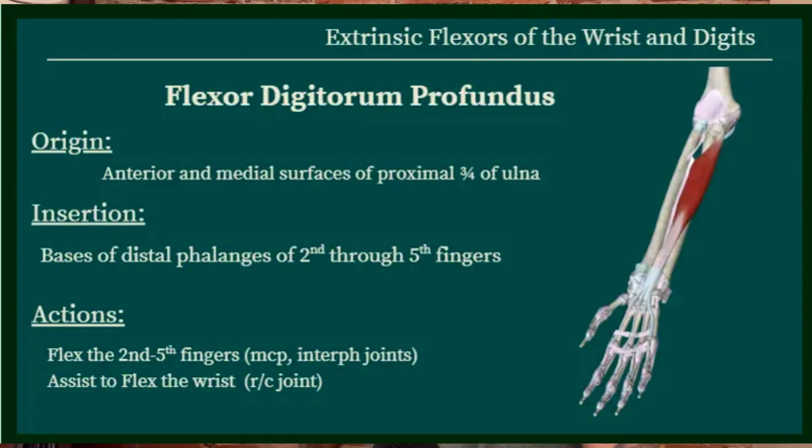Anterior and medial surfaces, which is like the front and toward the center. Try it out. See if you can feel it. So medial would be here. All right. So there's the ulna. So it would be somewhere in here that you'd feel it attaching at its origin. And it also helps you flex the wrist.